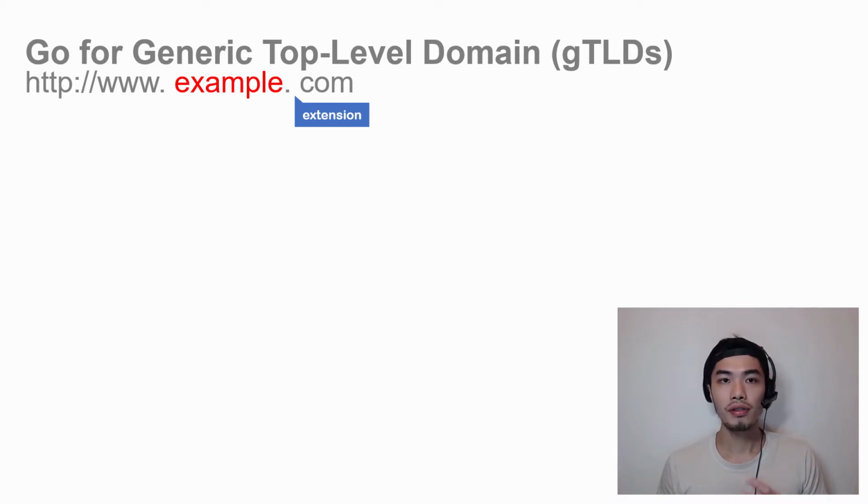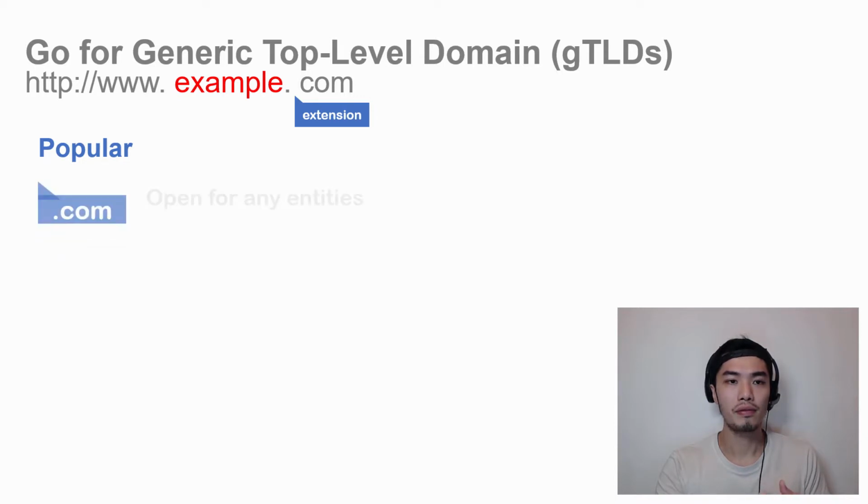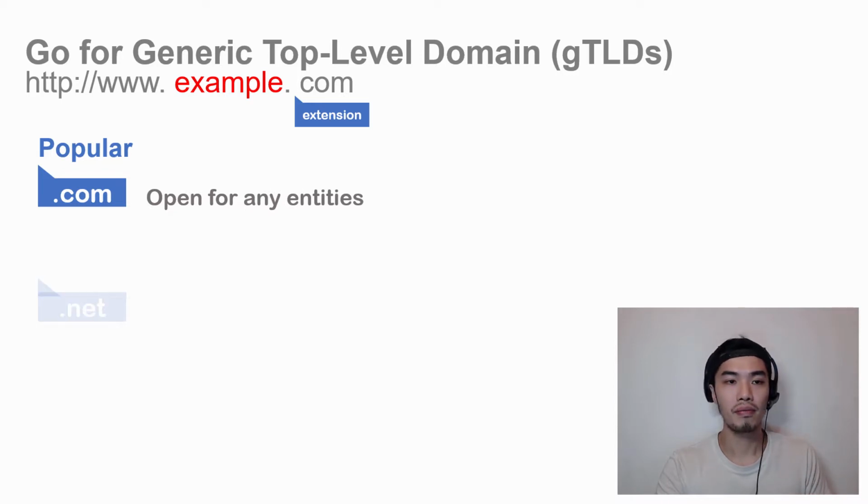Generic top-level domains are pretty much unrestricted and available for any entity, any person or organization. It means that if you buy this kind of top-level domain name, you can practically do anything on this website. .com is the most famous extension in the world. So I'm going to show you some of the popular generic top-level domains, which is .com. It's totally for any organization or company.